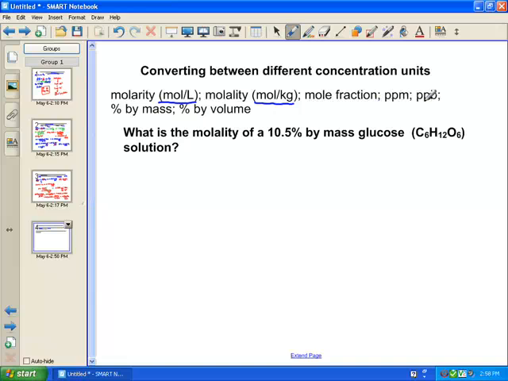ppm, of course, parts per million. ppb, as you would know, parts per billion. Percent by mass and percent by volume. Percent by volume you might have actually seen before. You'll find this on pretty much every bottle or can of alcoholic beverage, whether it's wine or beer or moonshine or whatever your preference is, assuming you're of legal age, of course.